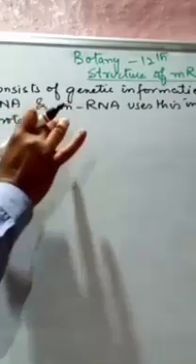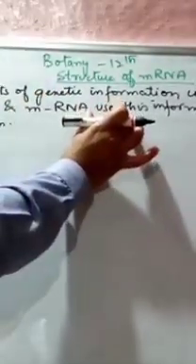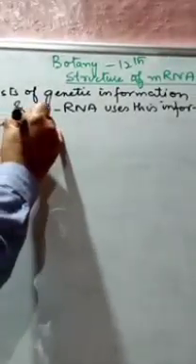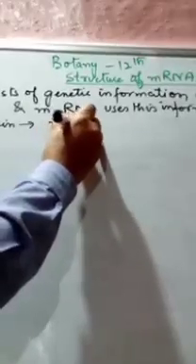That information has come here from the DNA, and the mRNA uses this information to code a certain protein, and that is why this mRNA is present within the nucleus. It is found inside the nucleus.